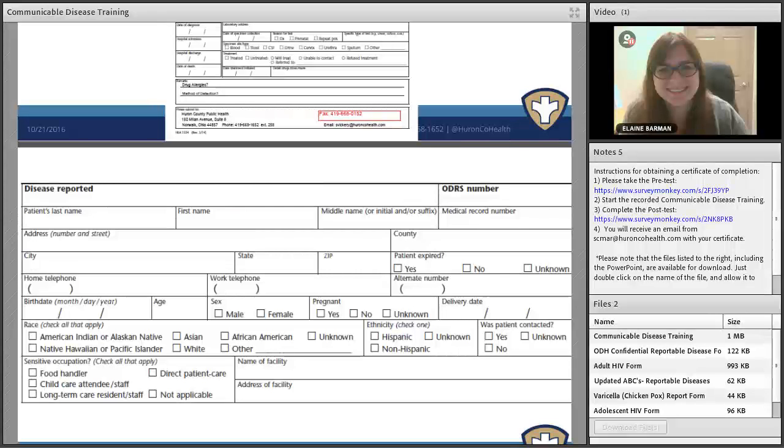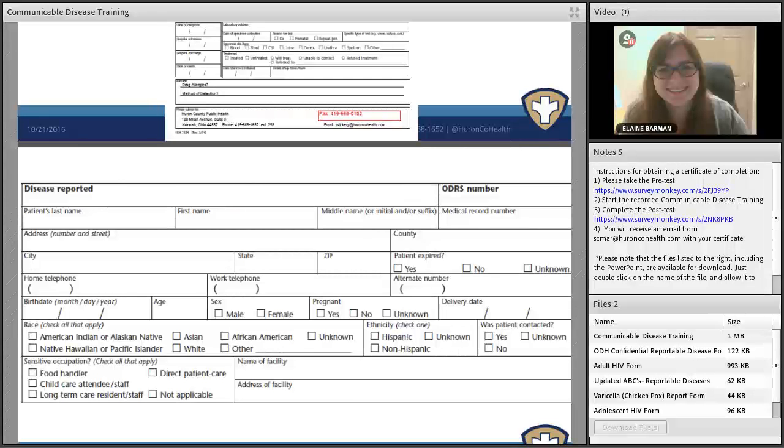This is really important as well because I need the address for every case, because that is how we decide which health department has jurisdiction on that case. So depending where they live depends on who the form needs to be sent to. Now, if you're not sure what county they live in, but you have the address, you can still send it to me and I can make sure that it goes to the appropriate health department.